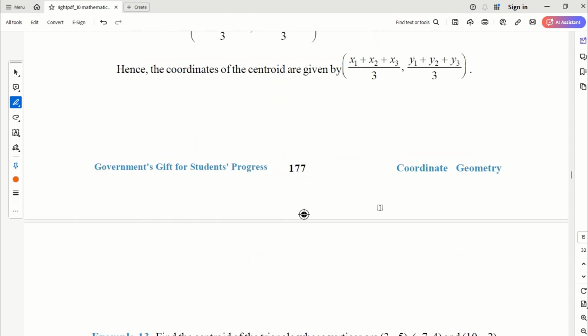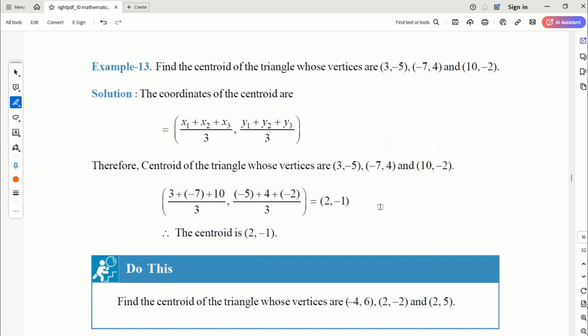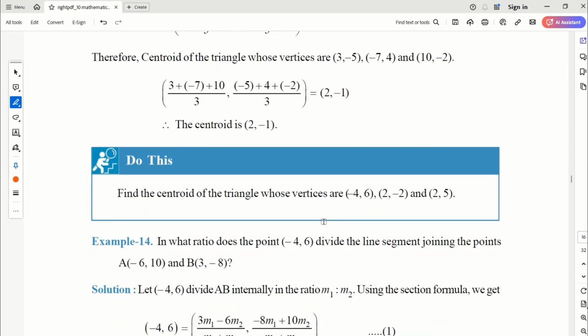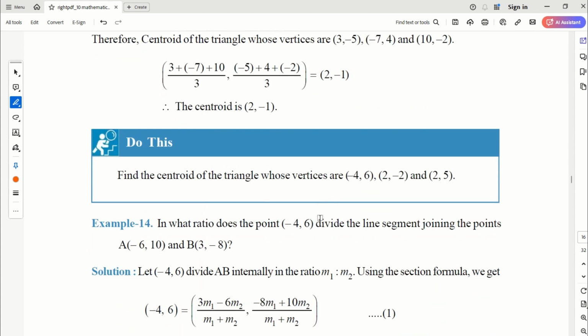Okay, so it's a simple example here. All three coordinates of the triangle are given. You just need to find the centroid using this formula. Okay, that's very easy. And of course, here also it's very easy.